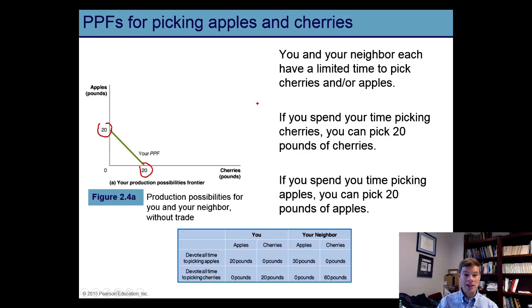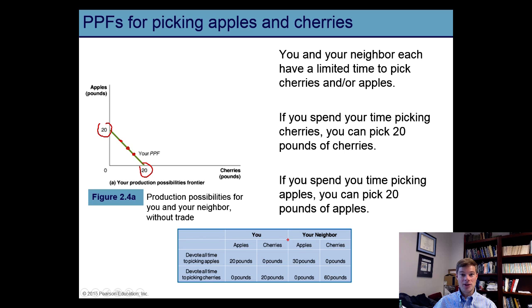If you pick 20 apples, you don't have any time left with which to pick cherries. And if you pick cherries, then you don't have any time left with which to pick apples. The production possibilities frontier in this graph shows us the maximum amount of apples and cherries that you can pick with your time. And of course, it's also possible for you to pick combinations of apples and cherries that lie along your production possibilities frontier, where you pick some of each.